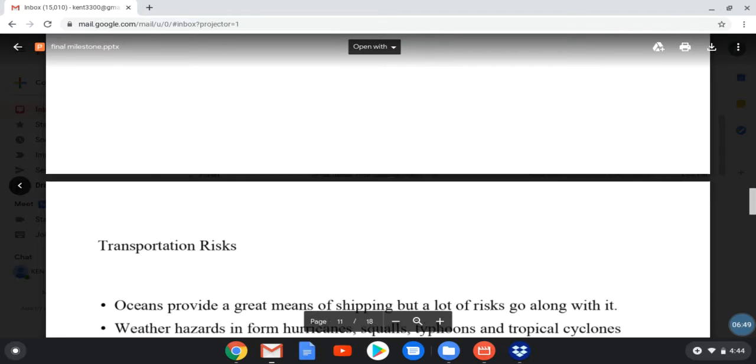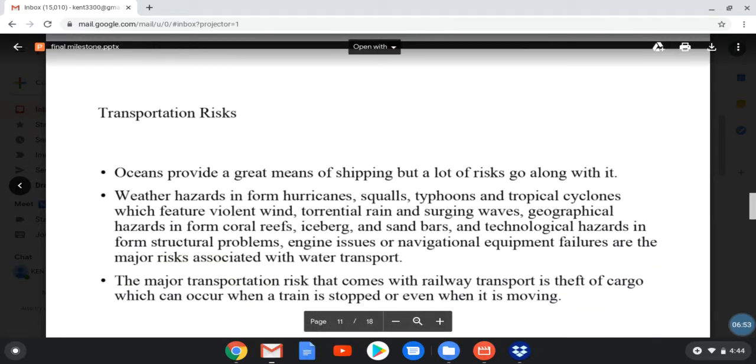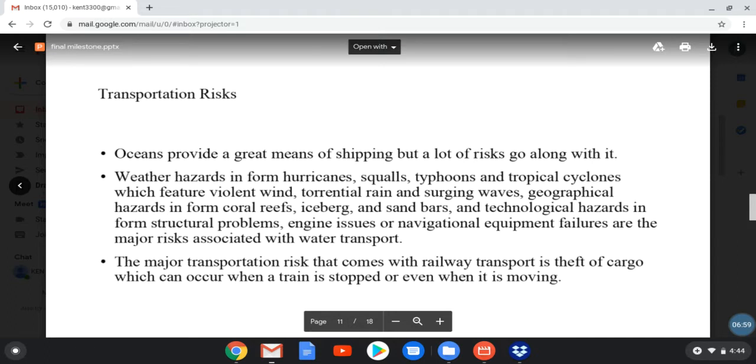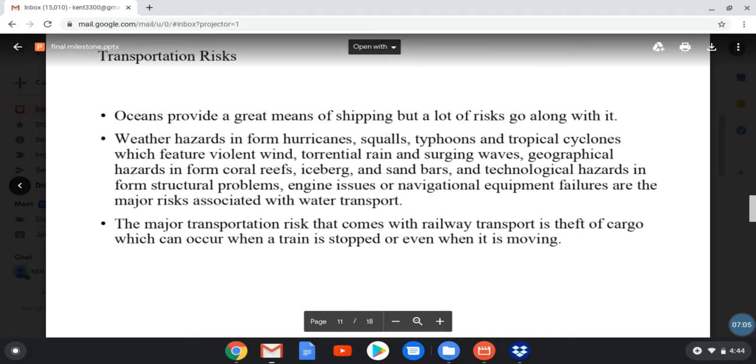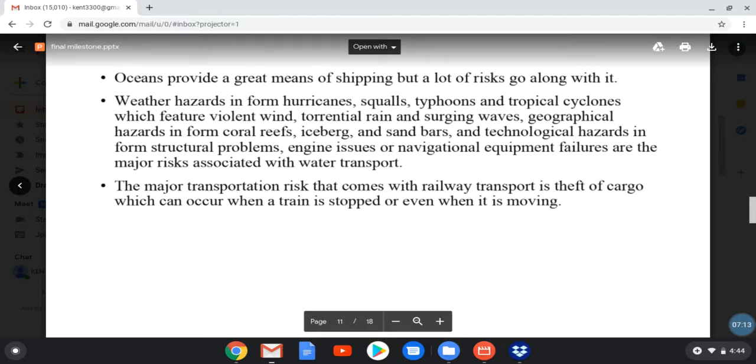Transportation risks. Water provides a great means of shipping, but risks go along with it. You can see some other water hazards from hurricanes, typhoons, and tropical cyclones. A major transportation risk with railroad transport is theft of cargo, which can occur when a train is stopped or even when it's moving.